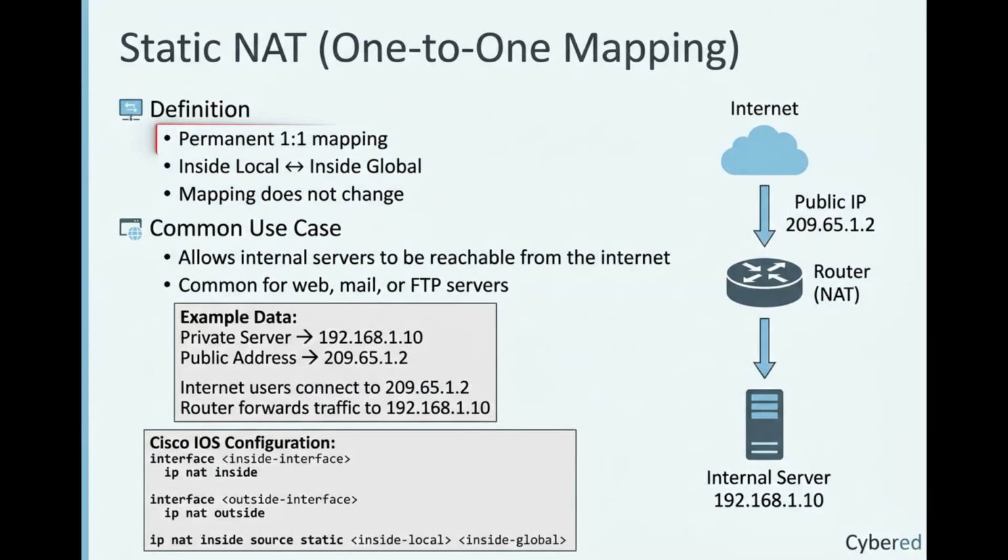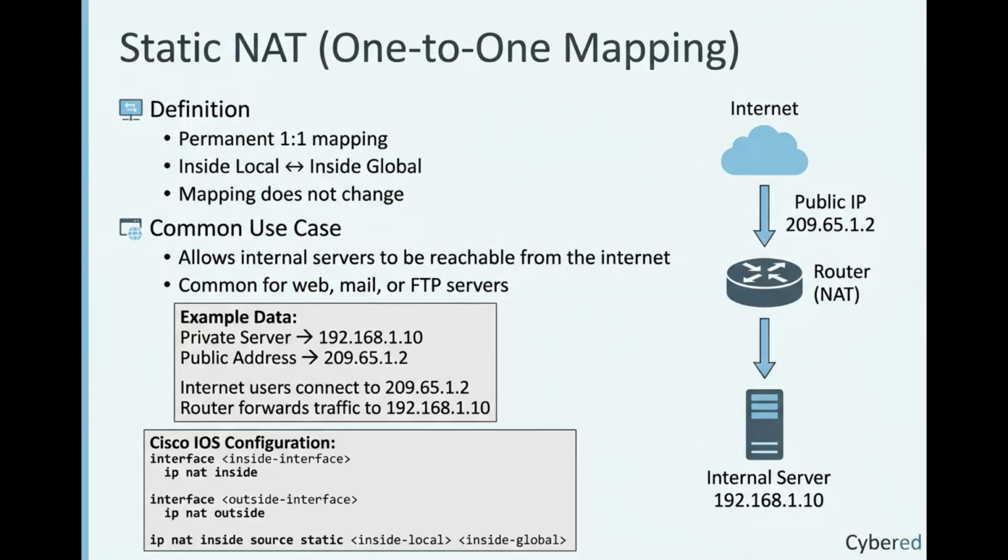Static NAT creates a permanent one-to-one mapping between an inside local address and an inside global address. This is used when an internal device must be reachable from the internet. So here's an example: the private server 192.168.1.10 is mapped to public IP 209.65.1.2. Internet users access 209.65.1.2, and the router forwards traffic to 192.168.1.10. The key characteristics: mapping does not change, allows inbound connections, and common for servers.